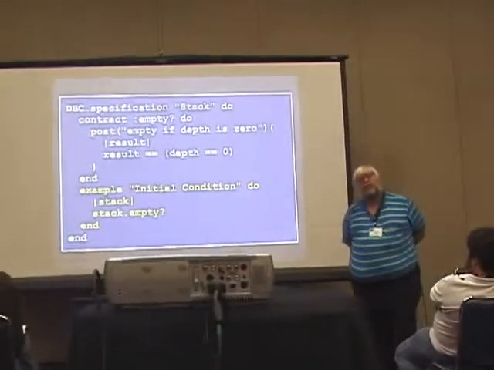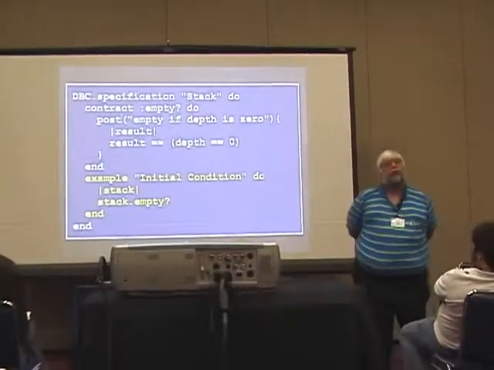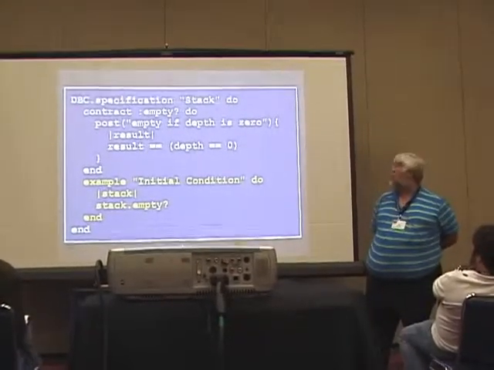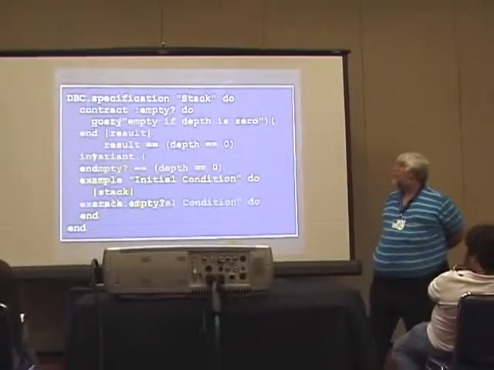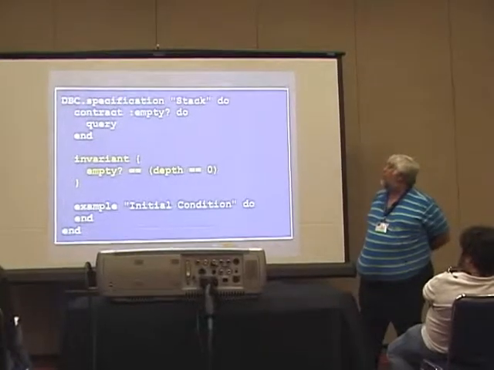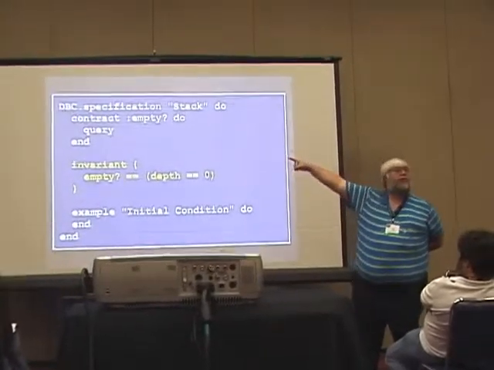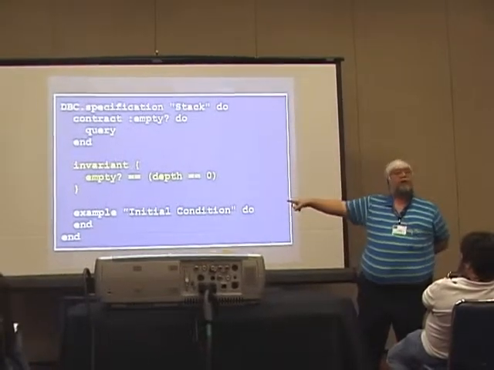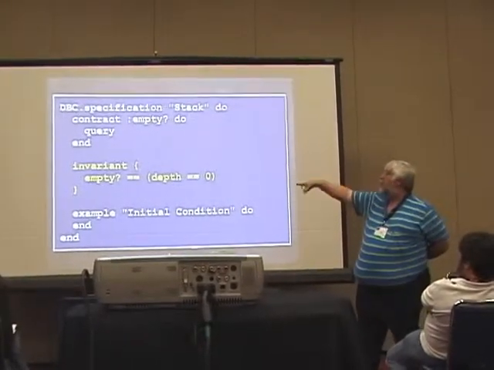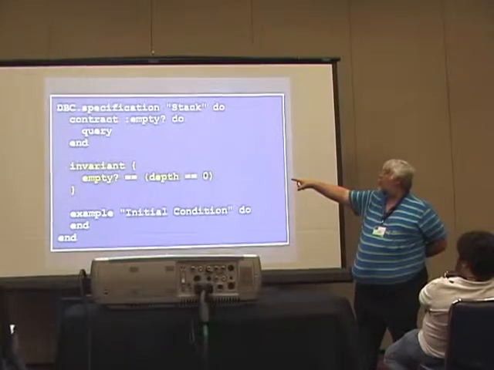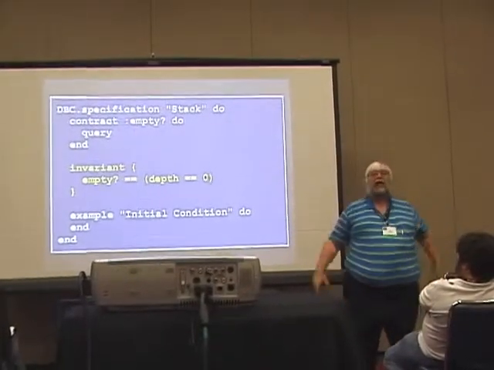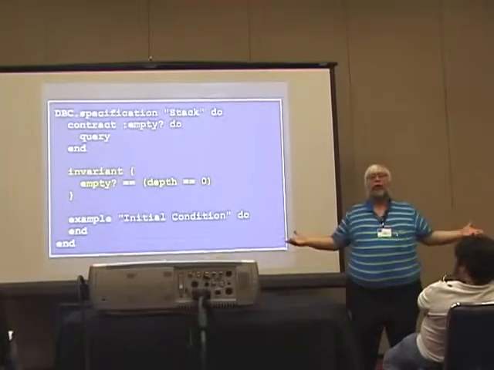There's another way of specifying behavior in a contract. Other than preconditions and postconditions, there's something called an invariant. So let's take our empty method, and the contract for empty now just states that it's a query. That's just a hint to the framework that it doesn't modify the stack. The invariant section here says that empty is equal to depth of 0. And invariants are true all the time.